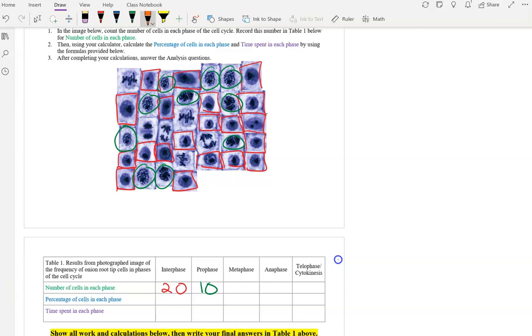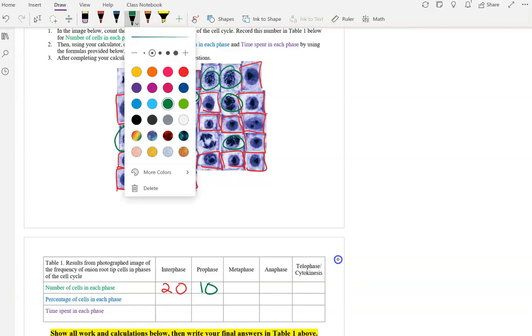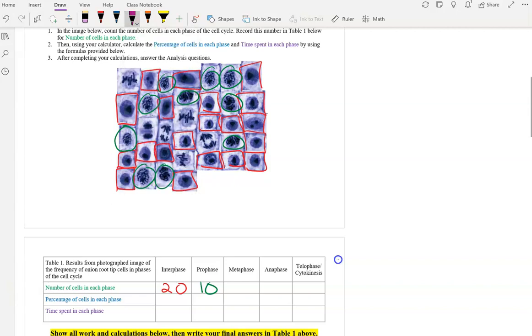Metaphase is pretty easy to identify because it is when all the chromosomes are lined up in the middle. So we have one here, so 1, 2, and 3. That one's pretty easy because you can see the chromosomes are lined up in the middle and there's not that many of them.